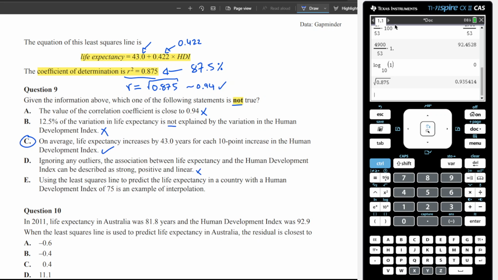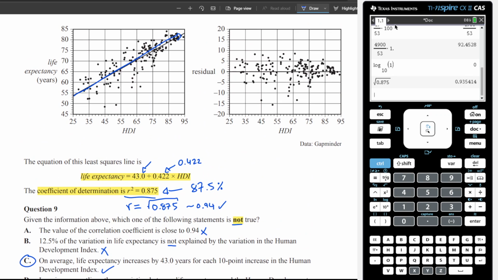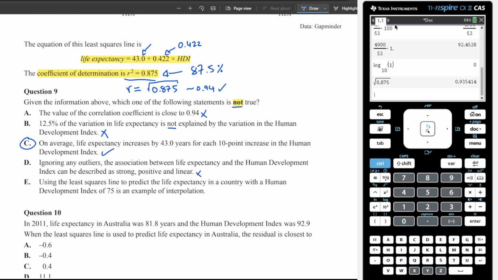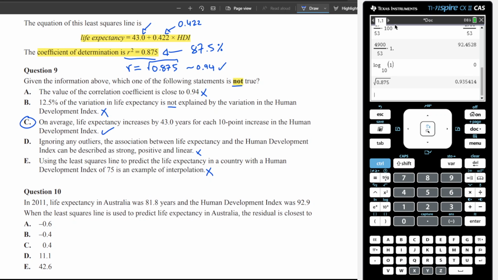And last of all, using the least squares line to predict the life expectancy in a country with a Human Development Index of 75 is an example of interpolation. Well, yep, 75 is within the data we've been given. So it is an example of interpolation, so that's not the answer we want. Lots of double negatives. Just be careful of them.